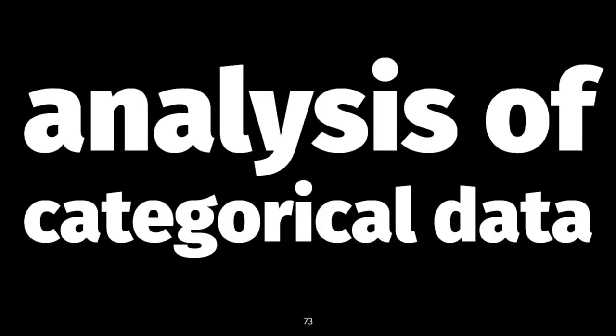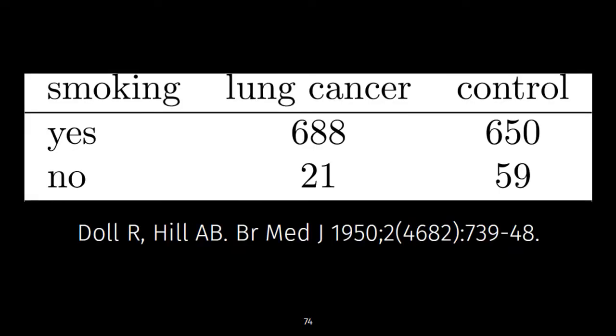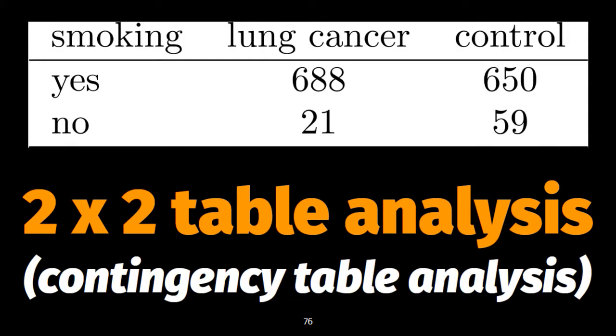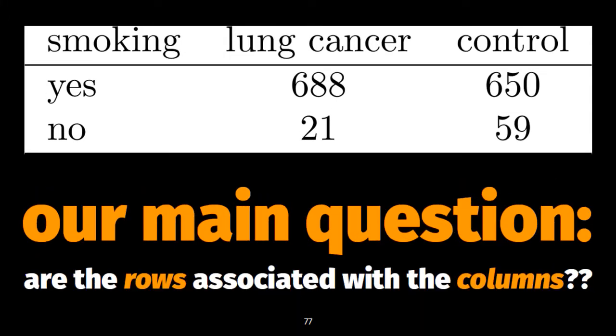So how do you handle categorical data like this? A lot of this kind of data you can summarize nicely in a 2x2 table like this. And we also call these sometimes contingency tables. So how do we analyze a 2x2 table or a contingency table? Well, first, there's a main question we want to answer here. Are the rows associated with the columns? In other words, is smoking associated with lung cancer in this case?